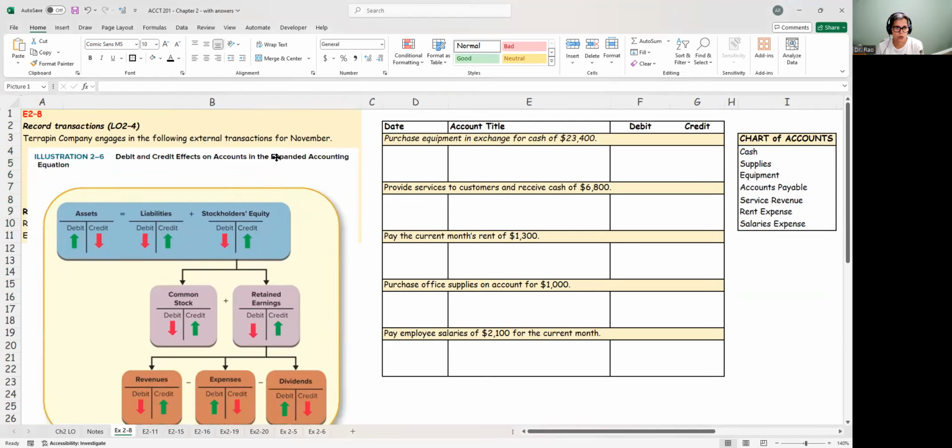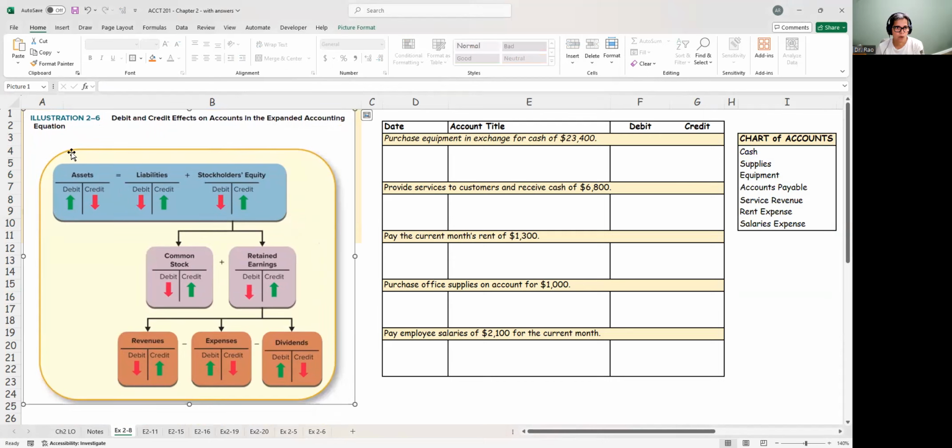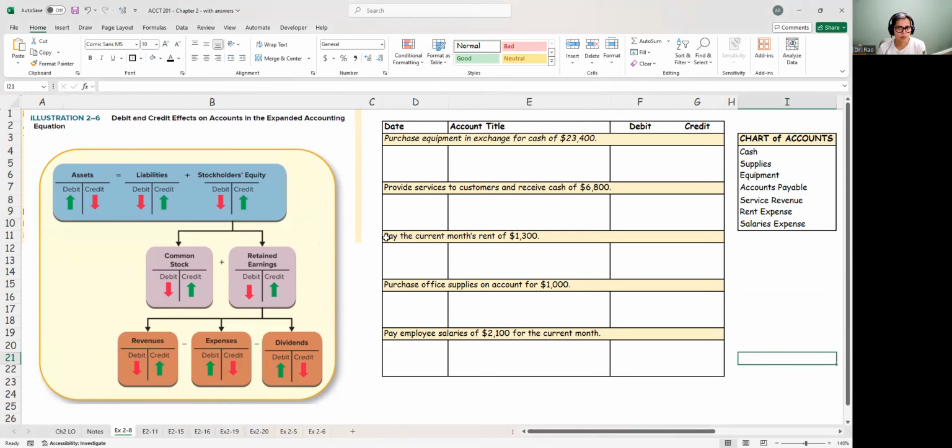Now, I'm going to bring up this illustration from our textbook. I've taken a screenshot from the textbook. Let me first walk you through this before we start doing our journal entries. Remember, the accounting equation has to always stay in balance. Total assets must equal total liabilities plus owner's equity.